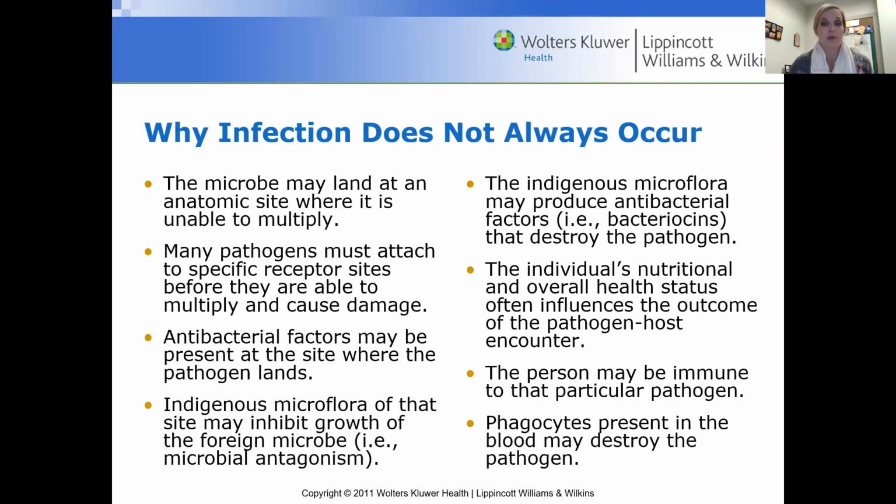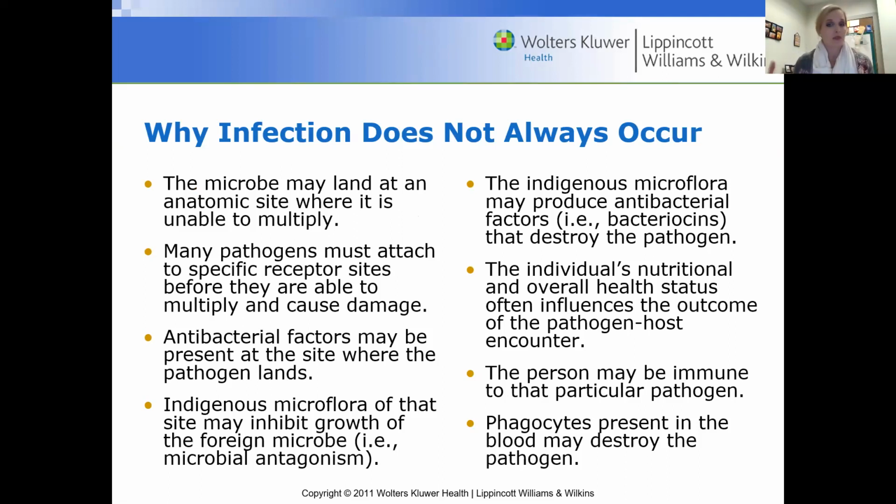So that's again an example of microbial antagonism, if you remember the term antagonism. The indigenous microflora may produce antibacterial factors. Again, for the same reason, the indigenous microflora are like, hey, this is where I live, this is my house, you don't belong here. So they're going to somehow try to fight off that new microorganism.